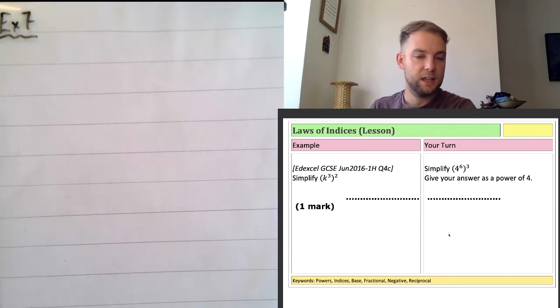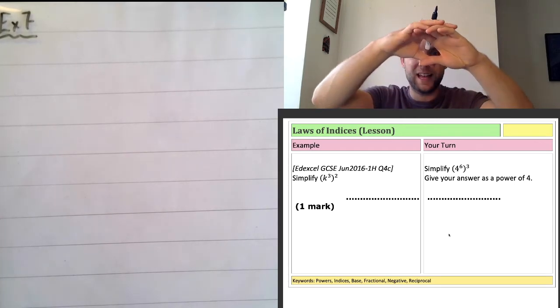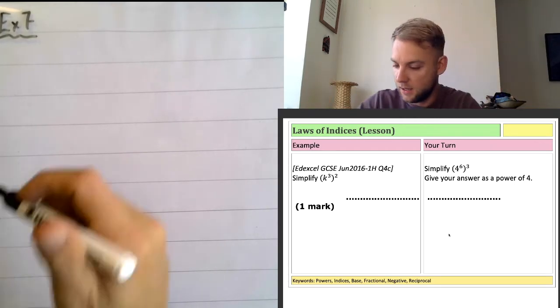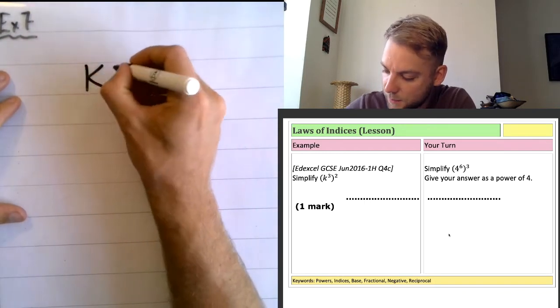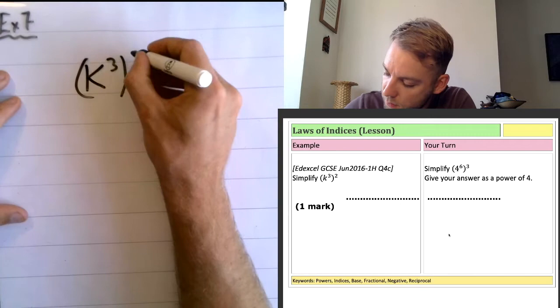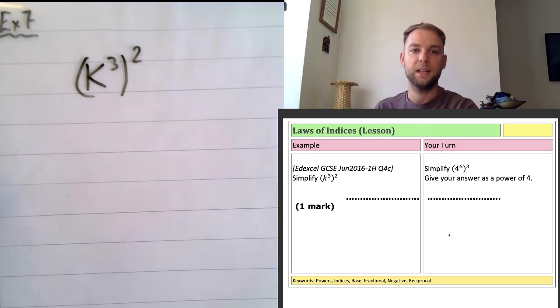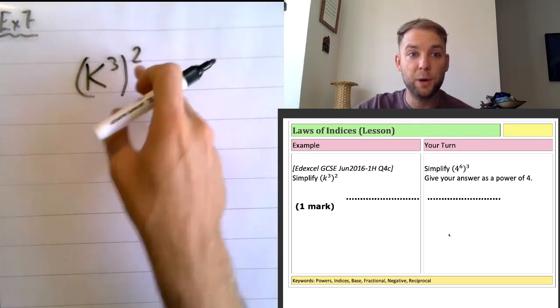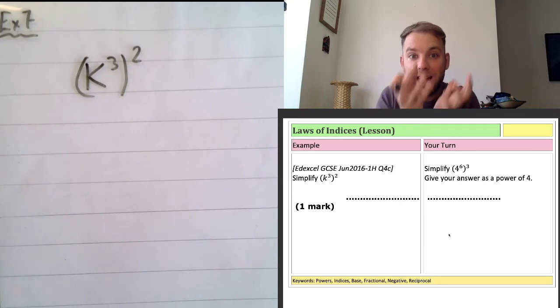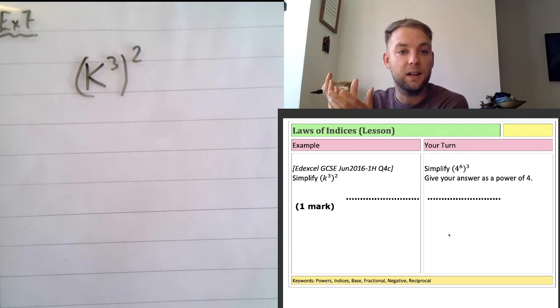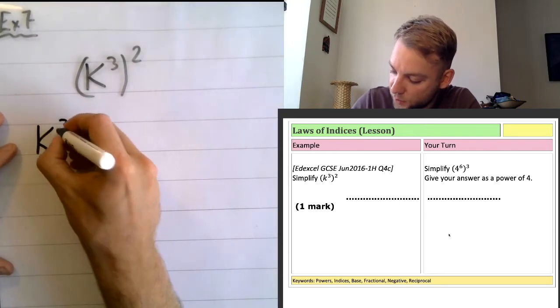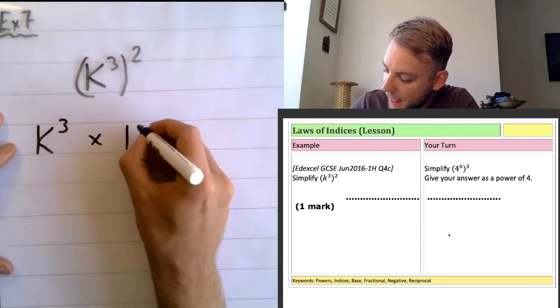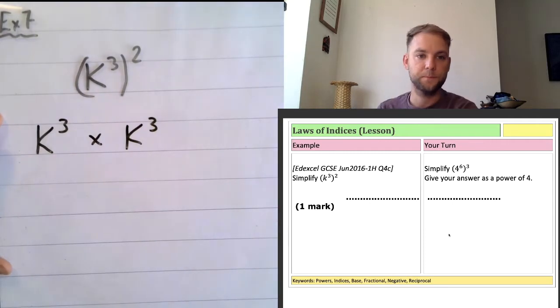Okay. Now, you've got to think about what these brackets mean. Brackets mean you're doing whatever it says to all of it inside that bracket. So here I've got k to the power of 3, all to the power of 2. This to the power of 2 means that anything inside that bracket is times by itself twice. So what this means is k to the power of 3 times by k to the power of 3.